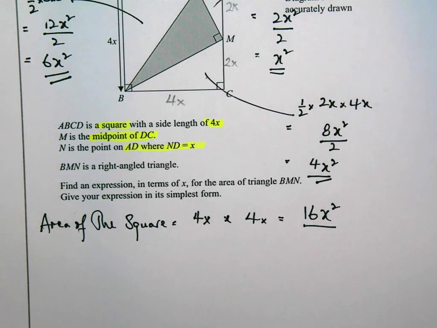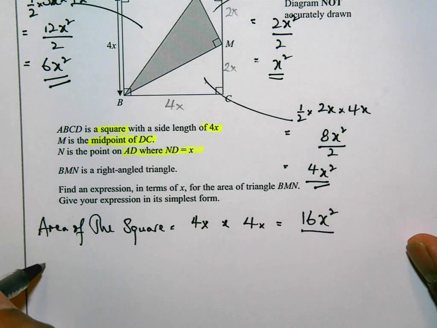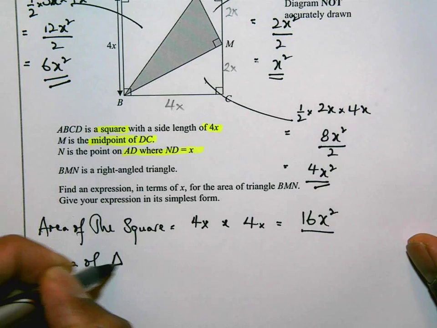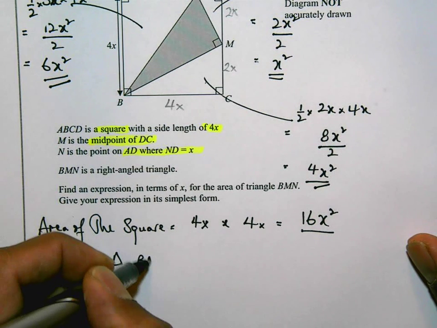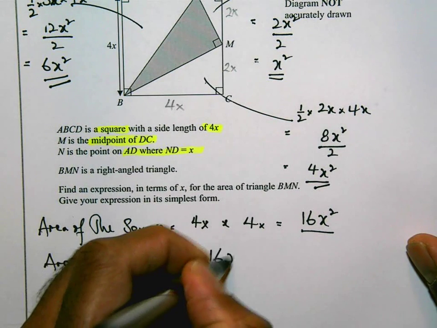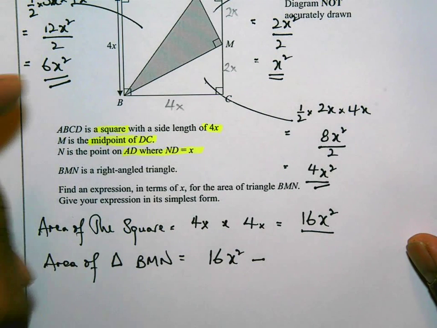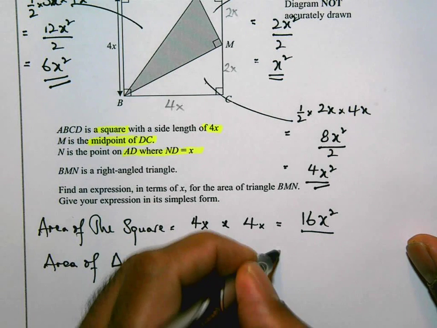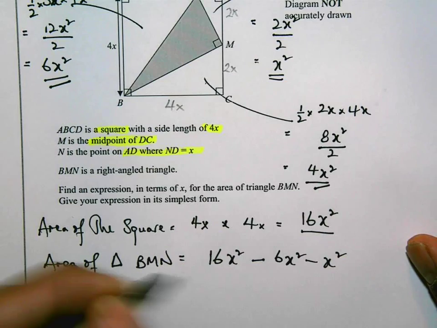So the area of triangle BMN is going to be 16x squared, the area of the whole square. Take away the areas of these three triangles. So 6x squared, take away x squared, take away 4x squared.